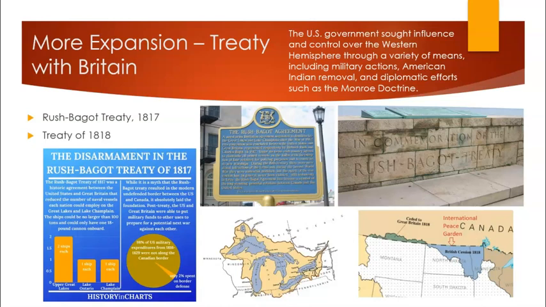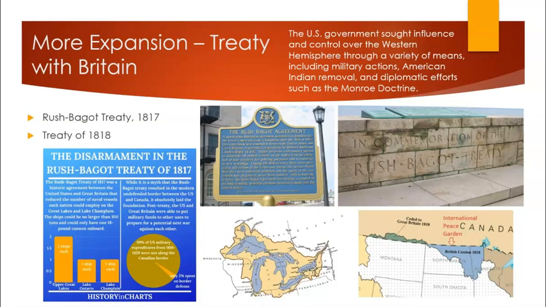So it was suggested that disarmament would be the right path to take, and to limit each country to just 1 or 2 ships on each of the Great Lakes. And both countries agreed to it in an agreement known as the Rush-Bagot Treaty in 1817. It also opened the door for further negotiations on disputed boundaries between the 2 nations.